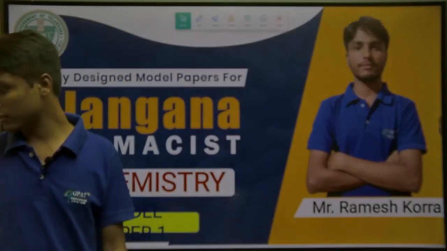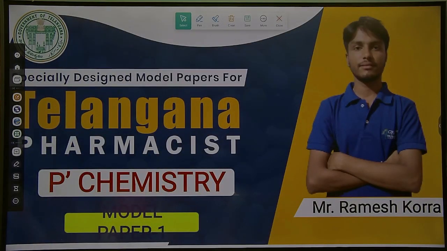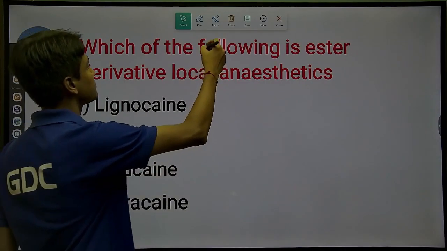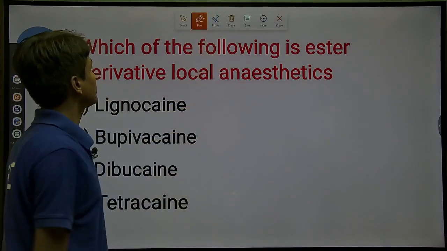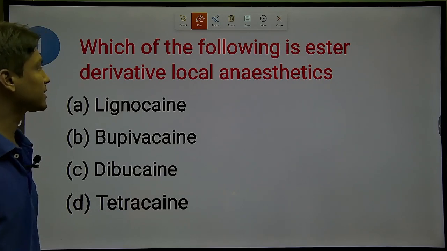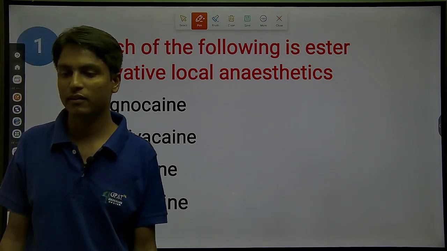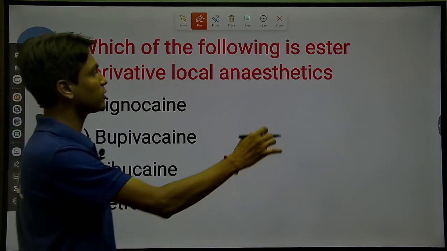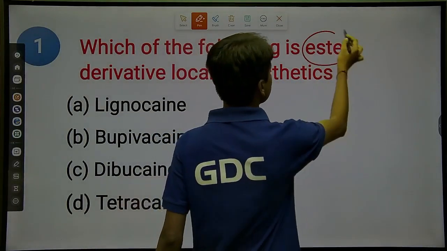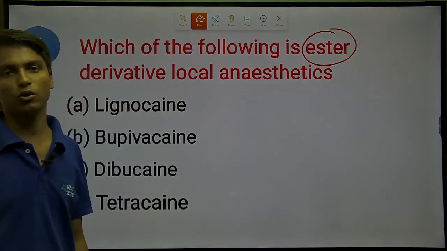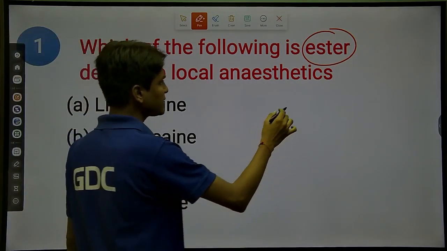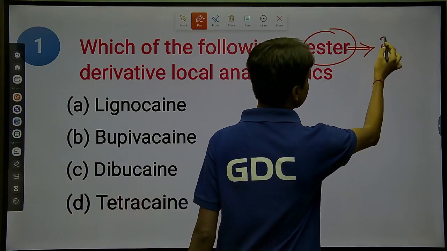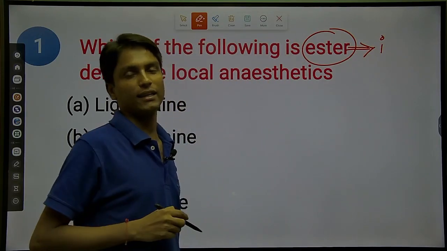The first question we can observe here is: which of the following is an ester derivative local anesthetic? Nothing but he was asking for an ester functional group containing local anesthetic. For the ester functional group containing local anesthetic, we can identify it with one letter, that is I.